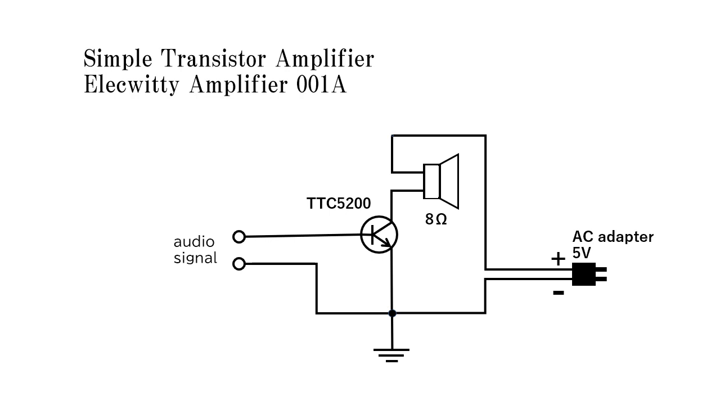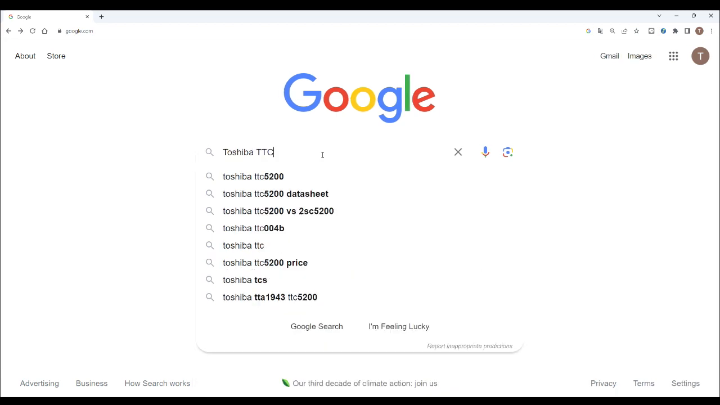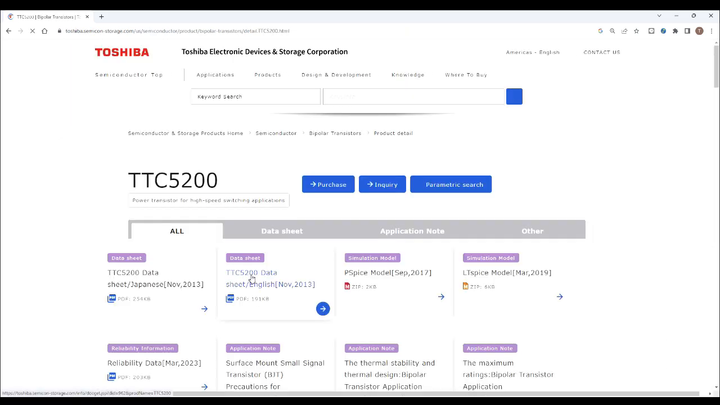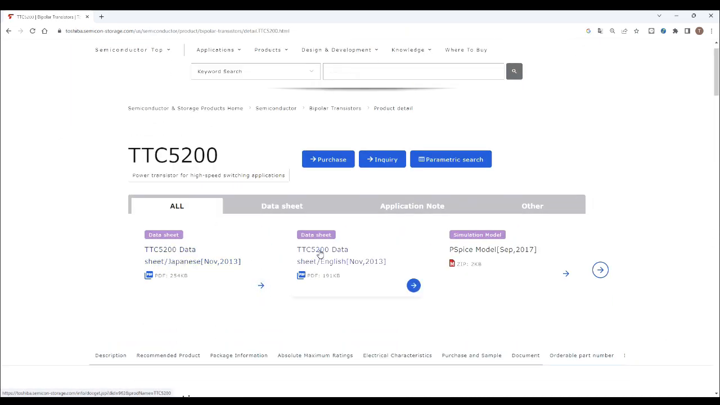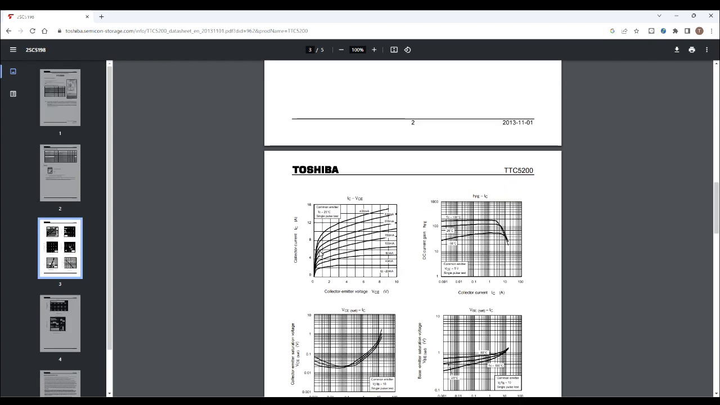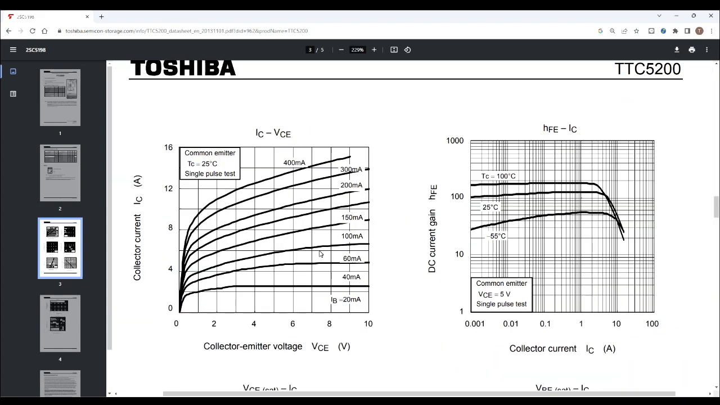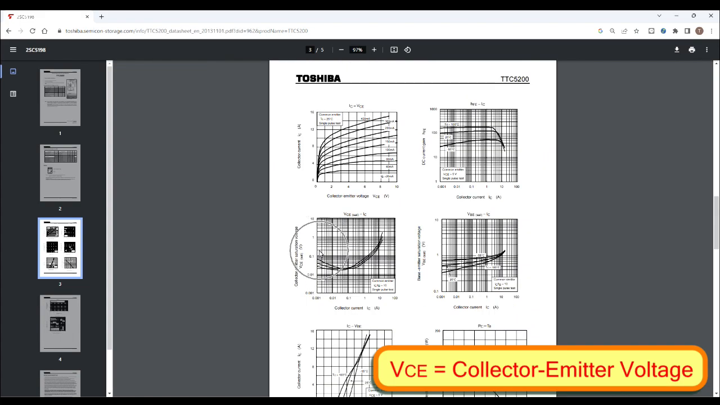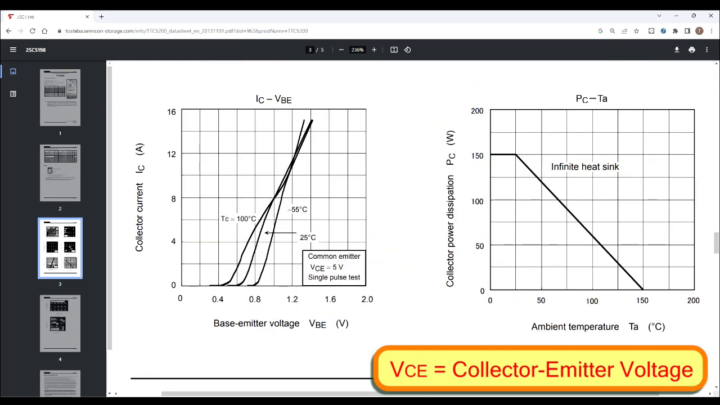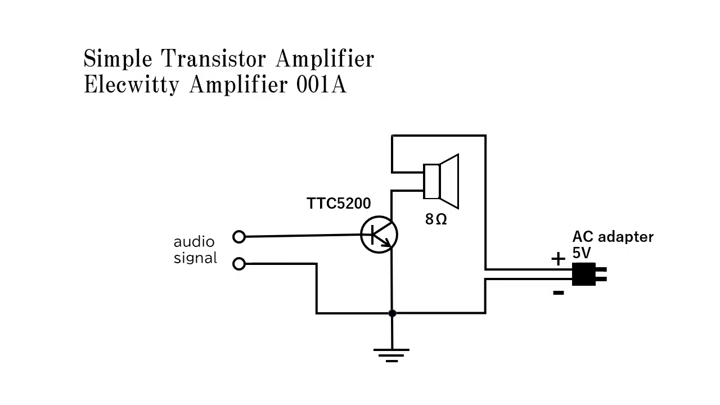And I determined the supply voltage to be 5 volt. It is because I searched the internet for TTC5200 and found the datasheet, which is the instruction manual for the transistor. I found a statement like VCE equal 5 volt at the side of the graph of the DC current gain and collector current. So I determined the supply voltage to be 5 volt, thinking the voltage used to create the graph would not be a problem.